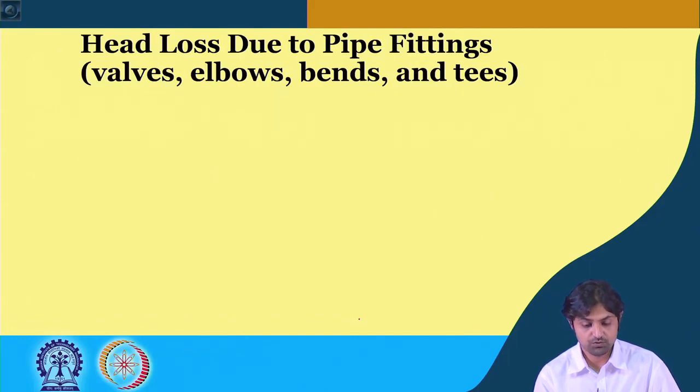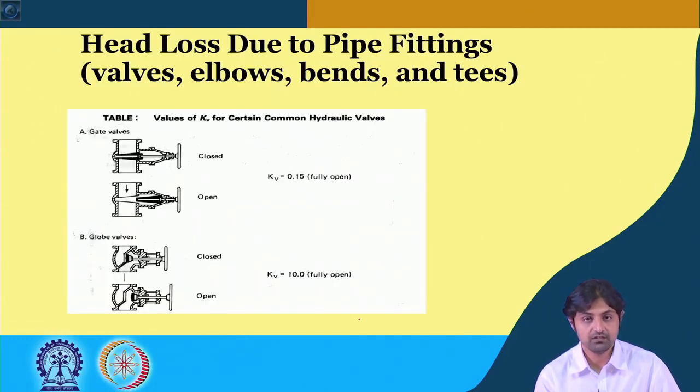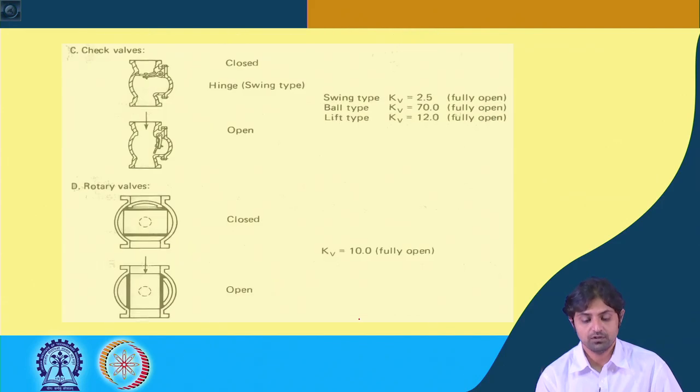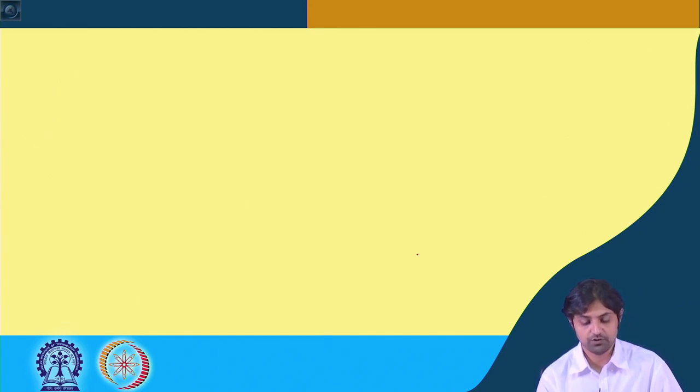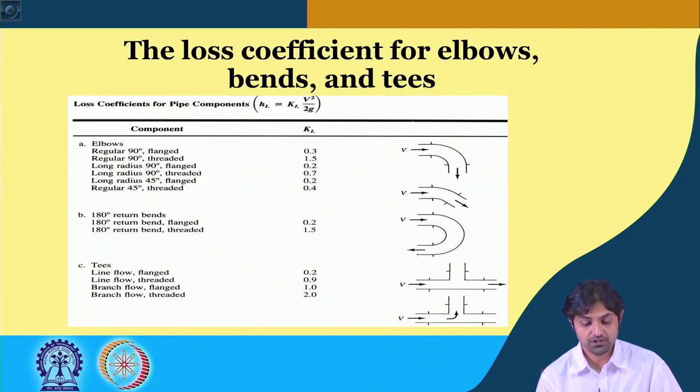There are head losses due to pipe fittings, different types, you will be provided with these values. Everything will be K, all the minor losses of the form K into V square by 2g. So if there is a closed valve, an open valve, there are losses of the order of 10.0 if the valve is a fully open rotary valve. The loss coefficients have been summarized here for elbows, bends and T's. You see 0.3, 0.1, 1.5, 0.2, 0.7, 0.2, 1.5, 0.2, 0.9, 1, 2.